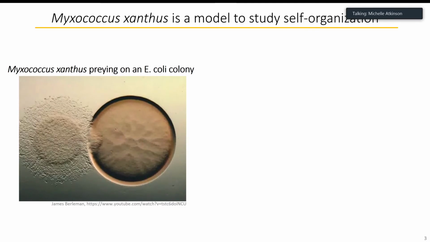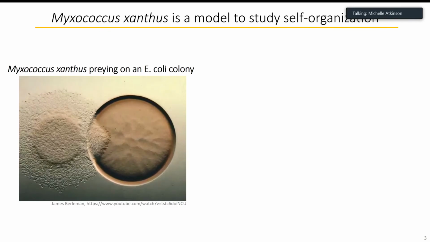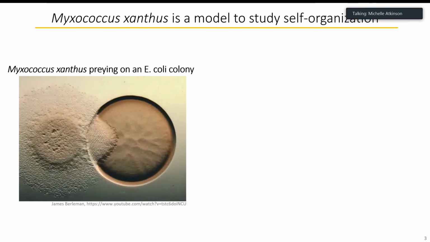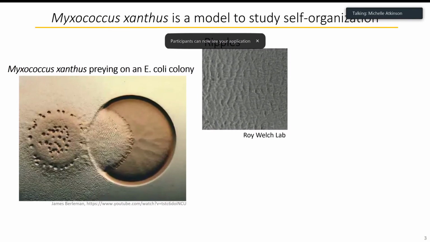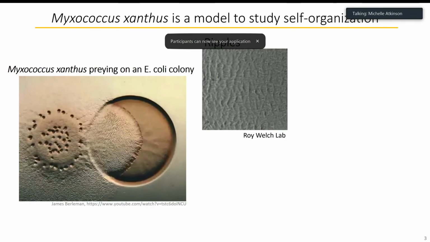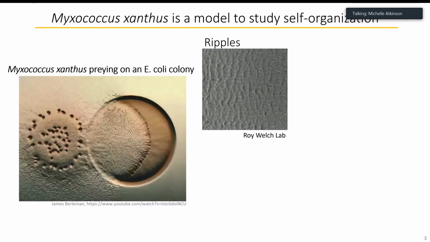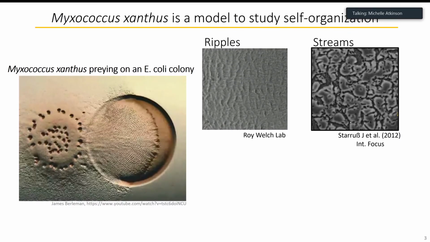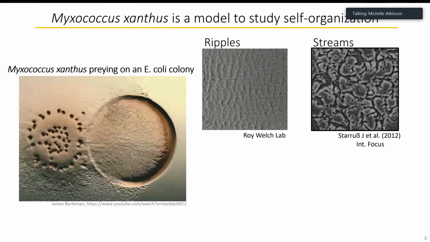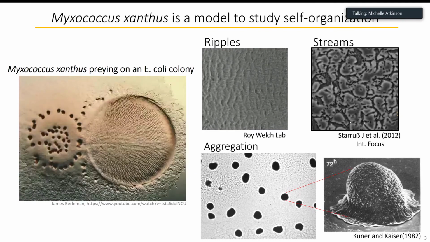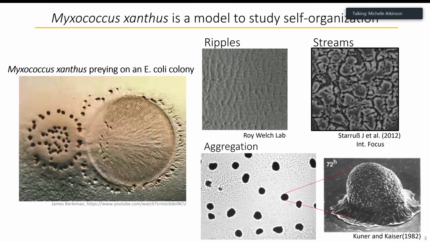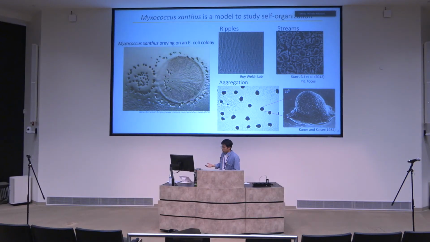As shown on the left, Myxococcus xanthus is preying on an E. coli colony. While preying, they form moving waves called ripples. And when starving, they start to self-organize into streams and get together to form aggregates, large groups of hundreds of thousands of cells. And finally, they become round, non-motile spores.